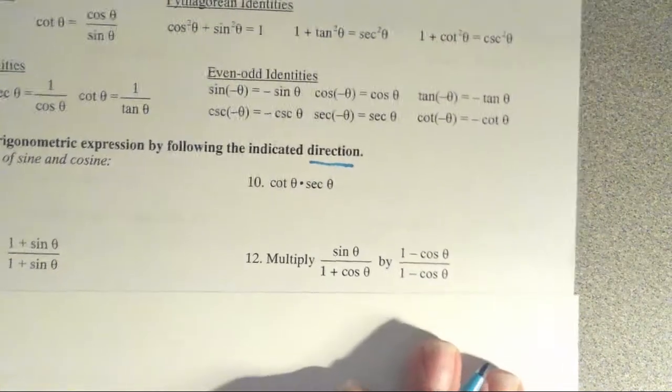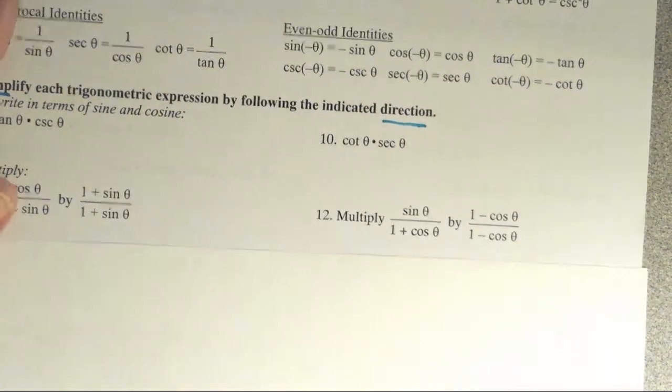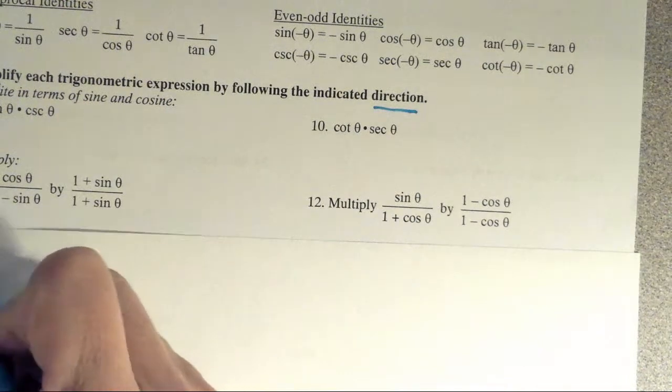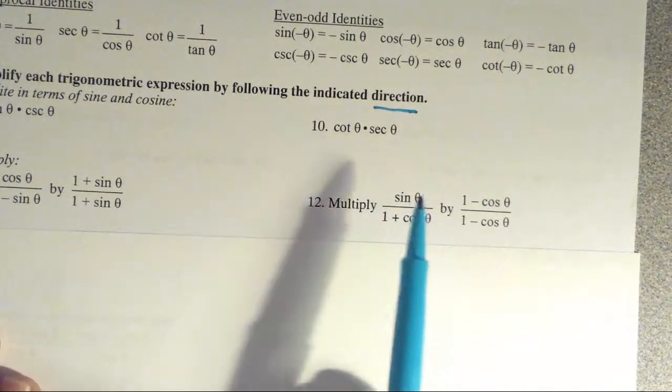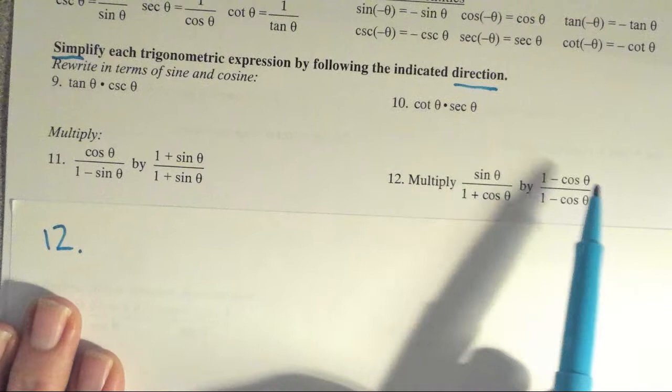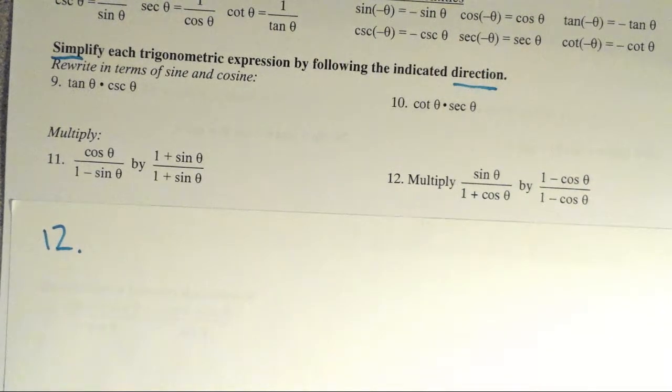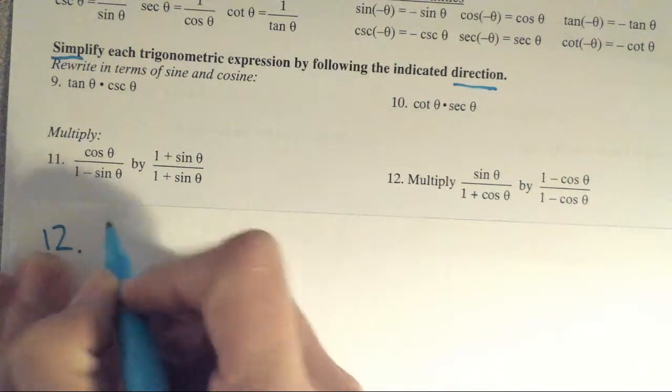All right, hopefully by now you've tried number 12. So let's look at what it told me to do. For number 12, the directions tell me that I need to multiply the top of the fraction by 1 minus cosine, and I'm going to multiply the bottom of the fraction by 1 minus cosine. So I'm going to go write down what they told me to do.